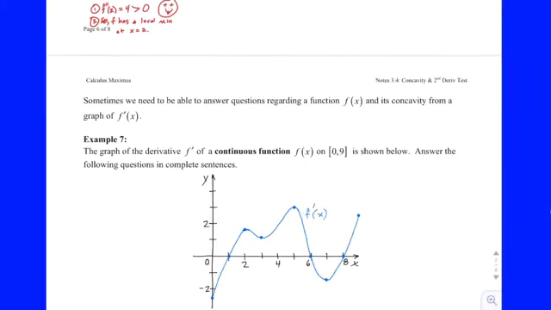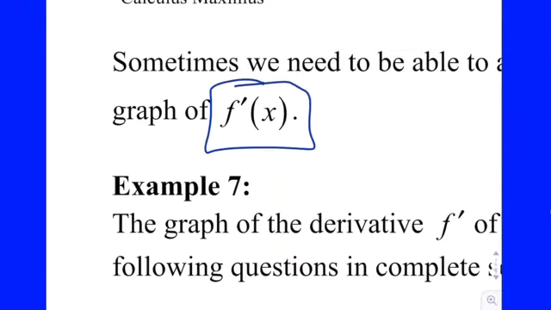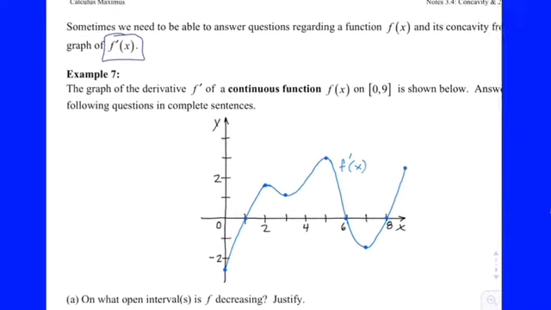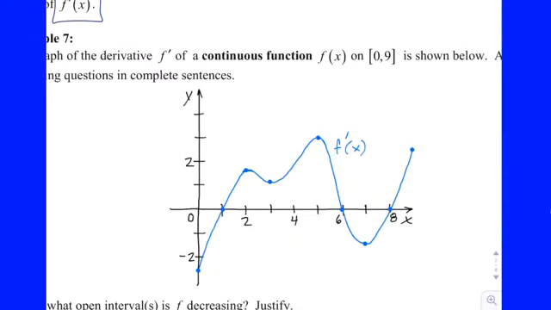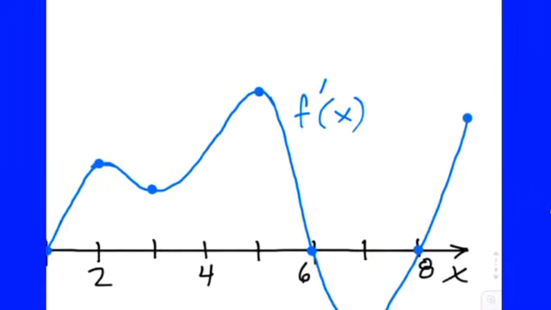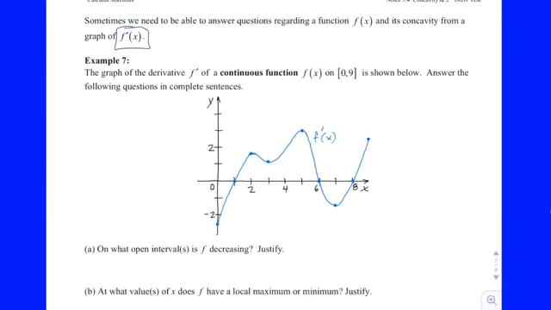Sometimes we need to be able to answer questions regarding the function and its concavity from a graph of f prime, okay? This would be kind of like me giving you a velocity graph and then asking you about acceleration, kind of the same idea. So here's the graph of the derivative f prime of some continuous function f. The most important thing to consider when you're given a graph, an equation, or a table of values is, what is it a graph, equation, or table of values of? This is a graph of f prime. The y values represent the slopes of f from 0 to 9 as shown below.